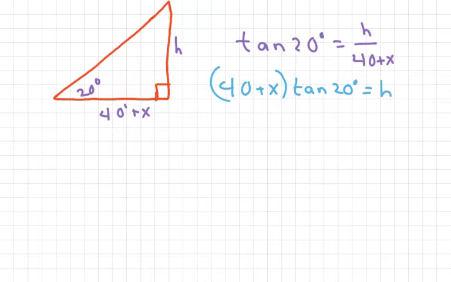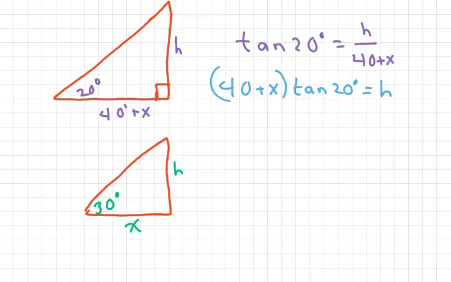All right, now let's look at Ethan's triangle. His is a little smaller. He has a 30-degree angle of elevation, and this is x, and this is height. So we're going to use tan of 30 degrees equals h over x, and we're going to solve for x. So x equals h over tan of 30.